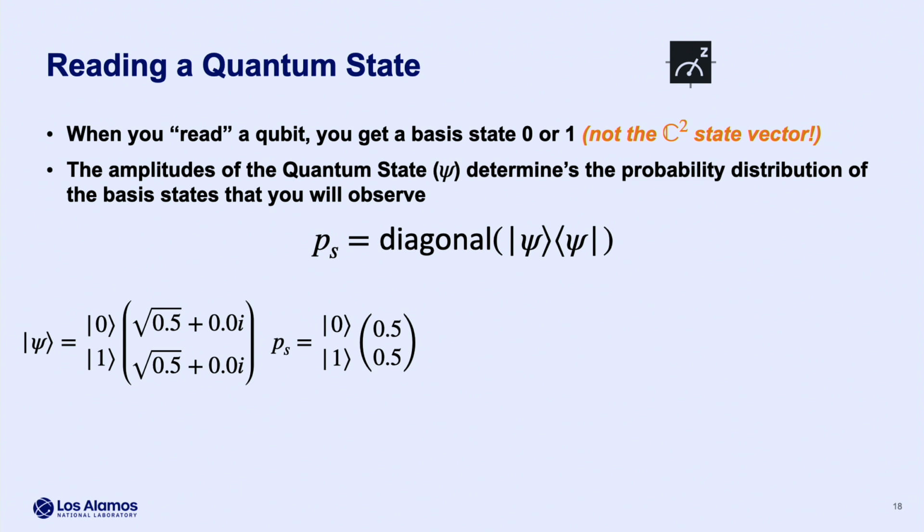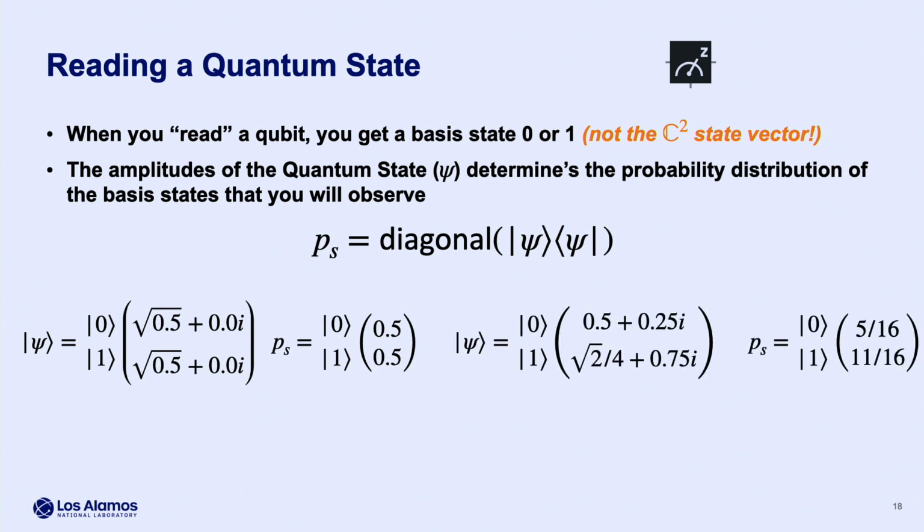So when I read the quantum computer, half of the time I'm going to see a 0, and half of the time I'm going to see a 1. Here's a more complicated example. I can have real and imaginary parts, weird terms in both cases. For this particular quantum state, I see 0 5/16 of the time and 1 11/16 of the time. We only get to see zeros and ones, but under the hood of what we're seeing is this really complex number representation of the state.